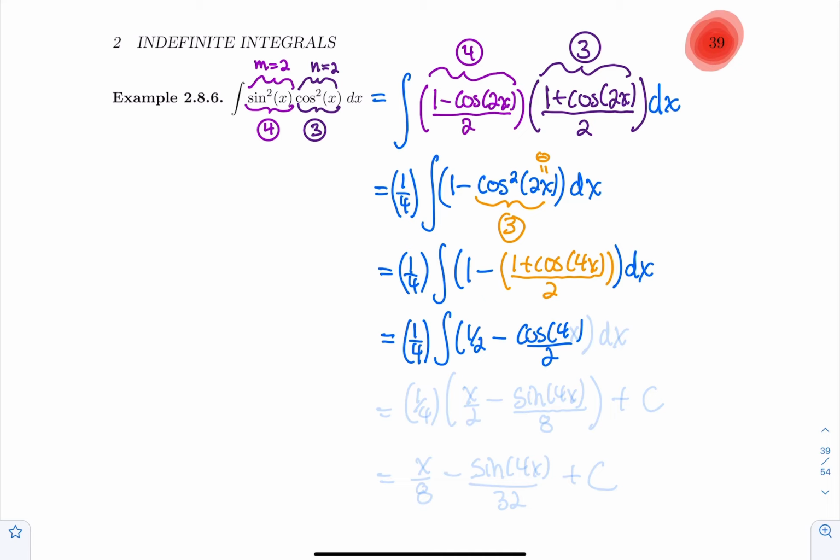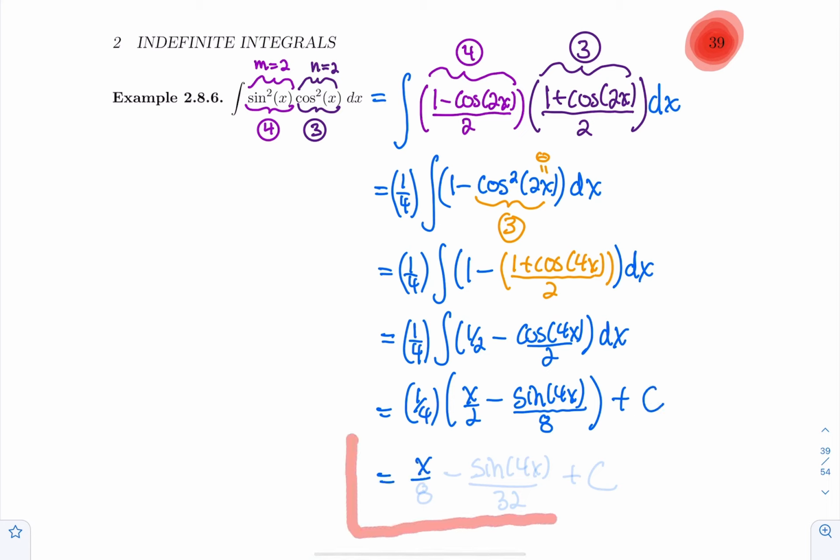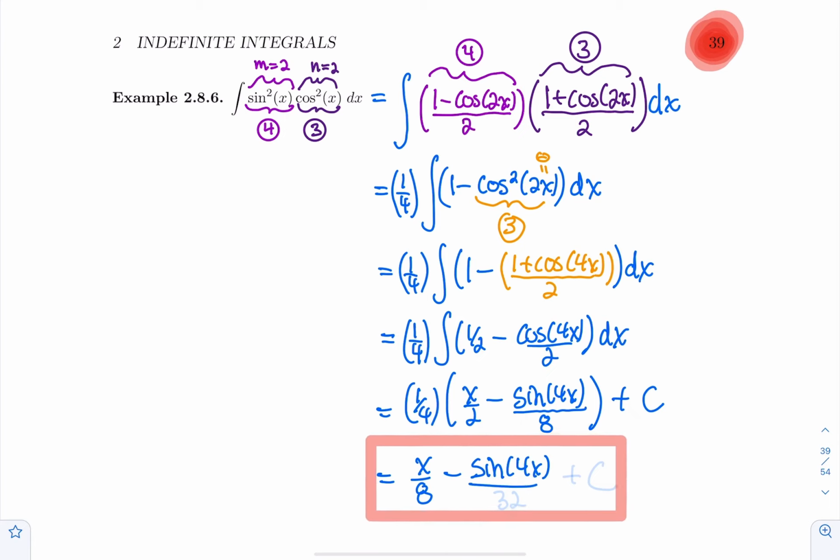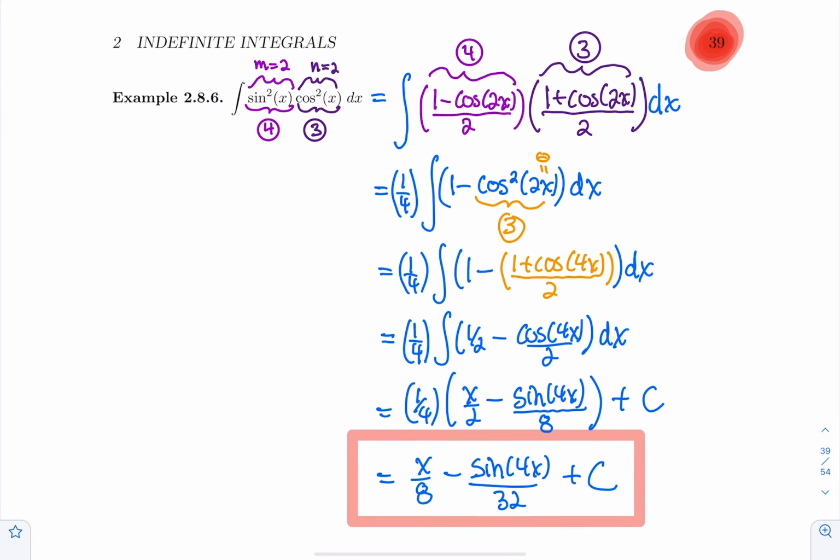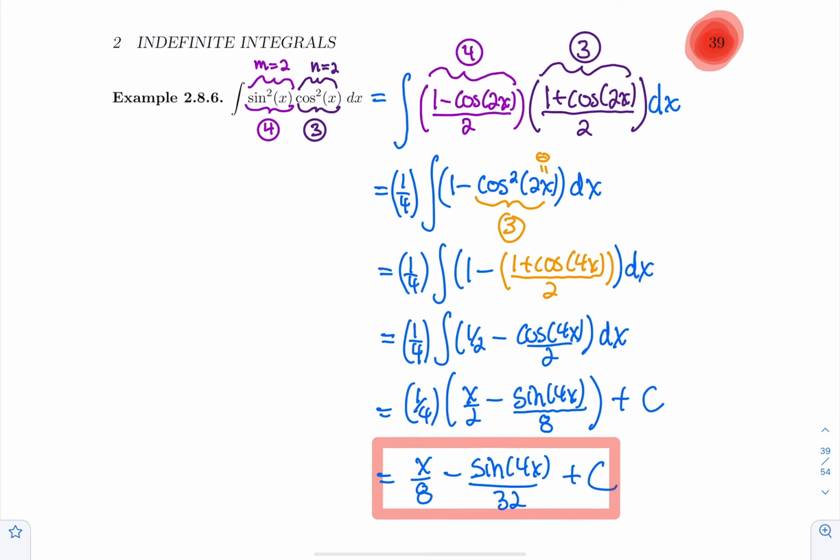So let me just rewrite the x here. dx, and now you're done. 1/2 will go to 1/2 x, or x over 2. The integral of cos is sine. The inside is 4x, so you need to divide by 4. The 4 times 2 is 8. Now you're done. Plus c. If you multiply by 1/4, this simplifies to x over 8 minus sine of 4x over 8 times 4, which is 32, plus c. And that's it. That's all for that example.